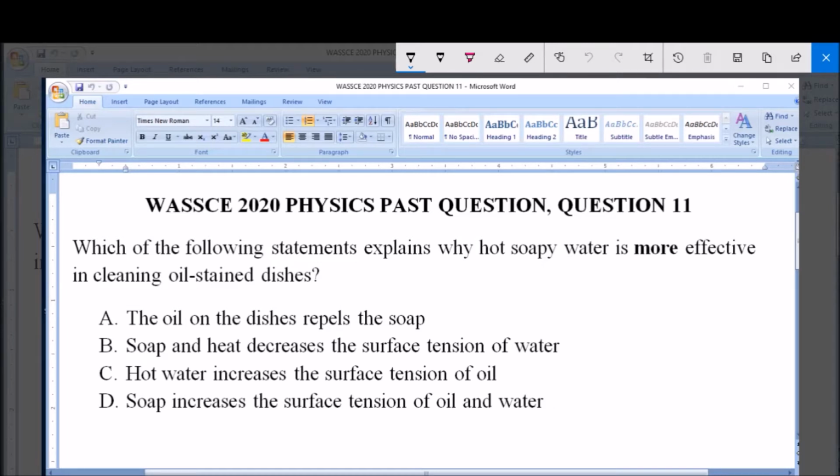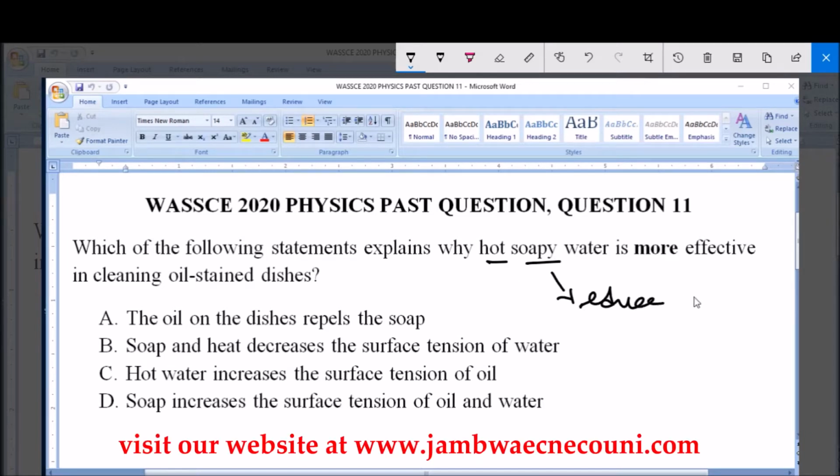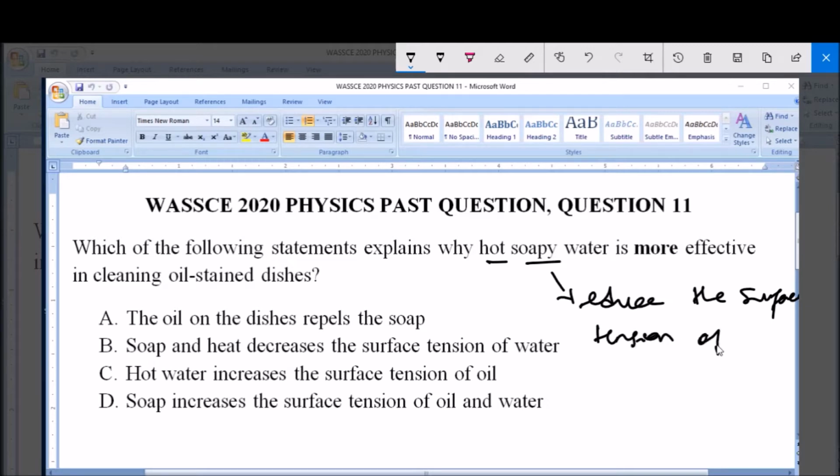Now, we observe that most of our oil-stained dishes are usually washed with either soapy water or hot soapy water. Now, this is because hot soapy water helps to reduce the surface tension of water. And by reducing the surface tension of water, it enables the oil particles on these dishes to float away, thereby cleaning our dishes.